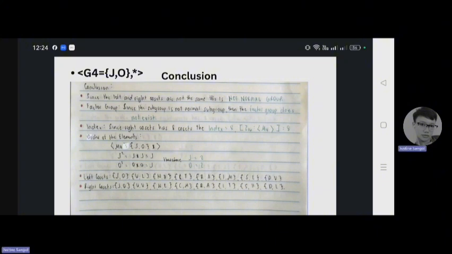And the factor group is, since the subgroup is not normal subgroup, then the factor group does not exist also. So the index is, since right cosets has 8 cosets, the index is equal to 8. And the order of the elements, so the order of elements J is equal to 2 and O is equal to 2 also.